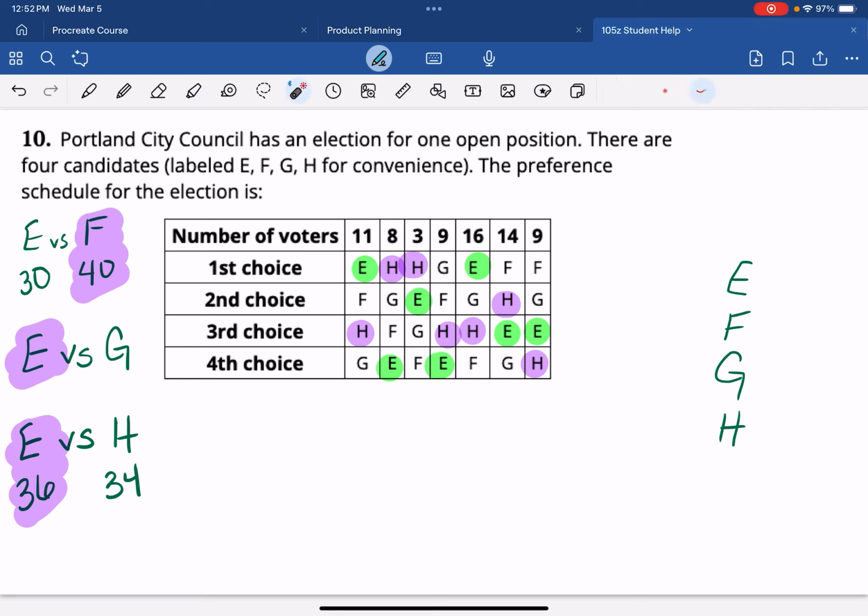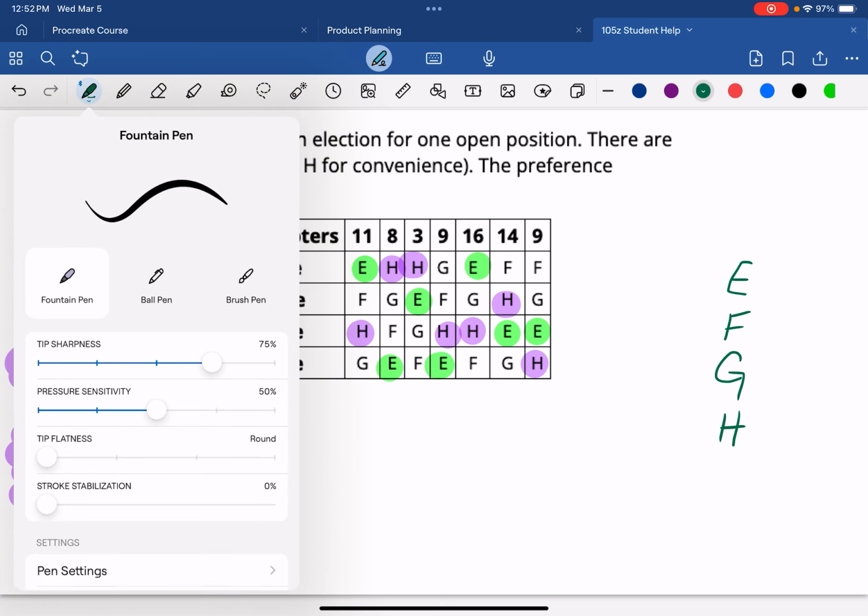And I can check to make sure I didn't miss any voters by making sure my sums add up to the same number. So when I add 30 and 40, I get 70, and then 36 and 34 give me 70. If I add these numbers up, we also get 70. And that's just one way to double check that you didn't accidentally miss a voter.